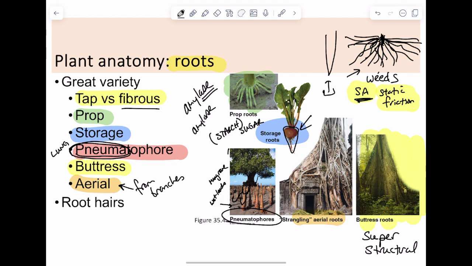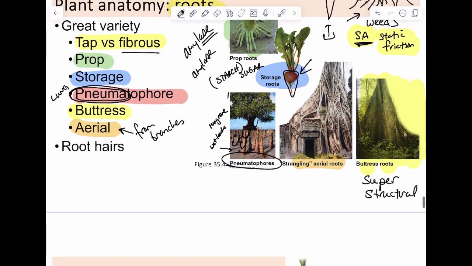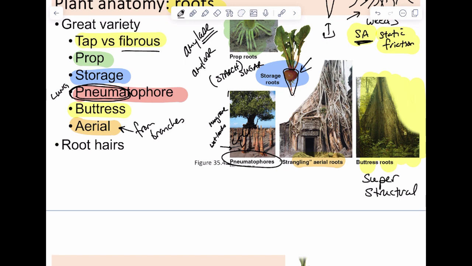And they could be trying to get moisture. They could be trying to get more nutrients. They could just be trying to hold on to stuff. They could be structural. There's all sorts of ways that aerial roots can do their thing. With all of these root types, they all are subject to root hairs.